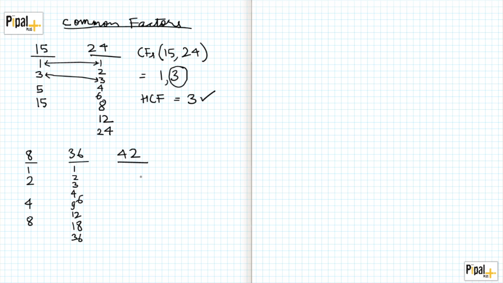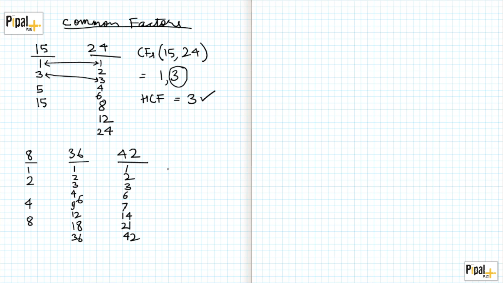Now let's list down all the factors of 42. So it's 1 into 42. It's 2 into 21. It's 3 into 14. Then it's 4, no, 5, no, 6 and 7, right? That's it. So we've completed the list of all factors of 42. So factors of 42 are 1, 2, 3, 6, 7, 14, 21, 42.